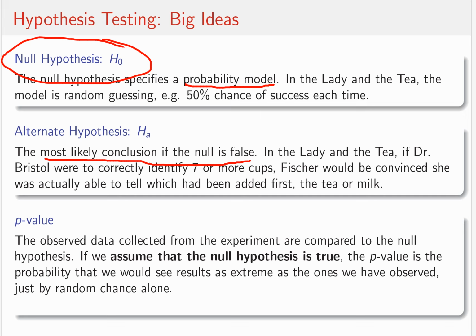Again, this has a slight nuance to it, but essentially what's happening if the null is false. Okay? And then the p-value, right? What does the p-value mean? It means that if we assume that the null hypothesis is true, then the p-value is the probability that we would see results as extreme as the ones we have observed just by random chance.